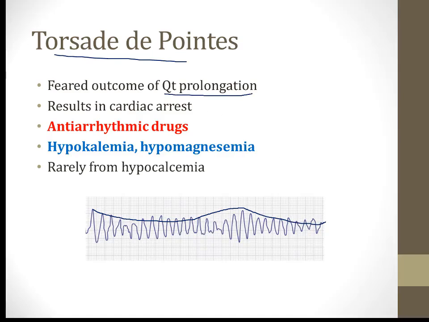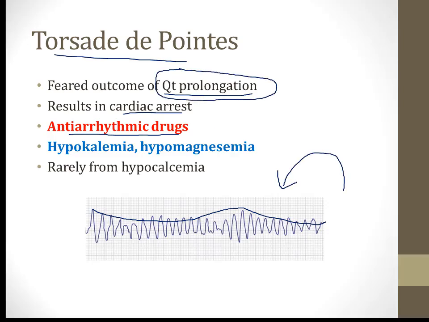If your QT interval becomes prolonged, you will develop torsade de pointes, which results in cardiac arrest and can result in death. And this is why antiarrhythmic drugs which prolong the QT interval are dangerous, because if they prolong it too much, this arrhythmia will develop, and that's how patients can die from taking antiarrhythmic drugs.